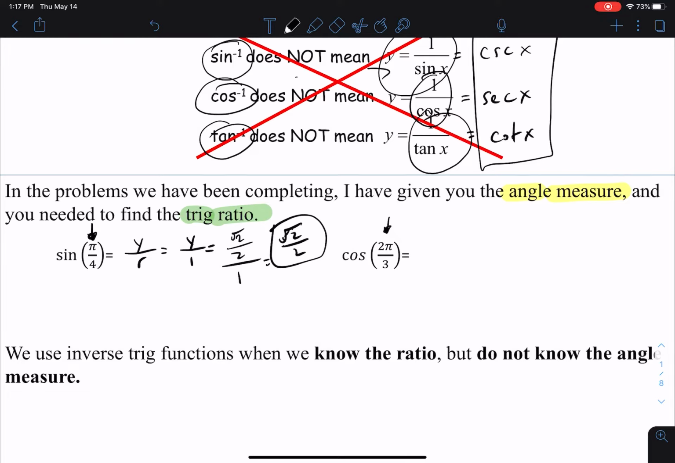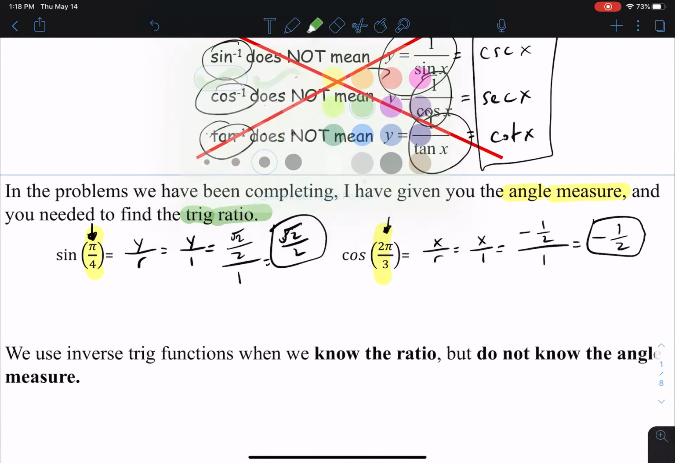Cosine of 2 pi over 3. First of all, cosine is x over radius, which is x over 1. So 2 pi over 3 is the same as 120 degrees, and the x coordinate at 120 is -1/2. So it would be -1/2. That's what we've been doing so far. The angle measure was given, and you were to find the ratio.